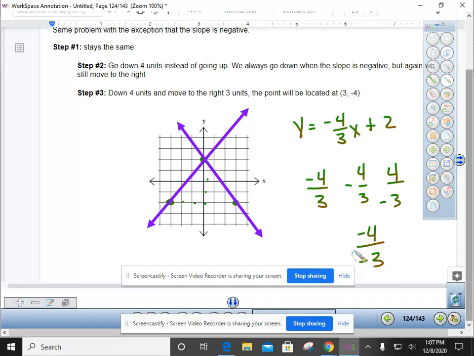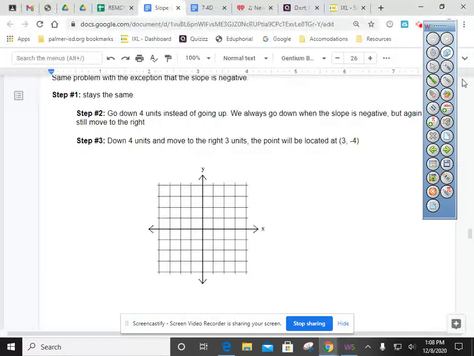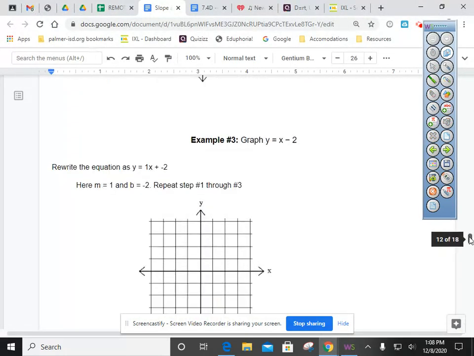And remember, a negative divided by a negative equals a positive. So this actually equals positive 4/3. You guys are going to come across something like that. You've got to remember your positive and negative rules. But do you see when you got both of them as negative, you get a positive slope? Because two negatives is positive. Good. That was a great question. All right, on to the next one.